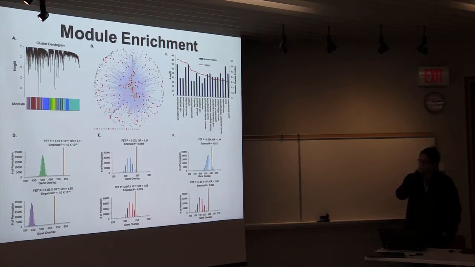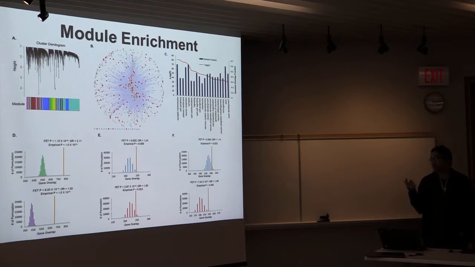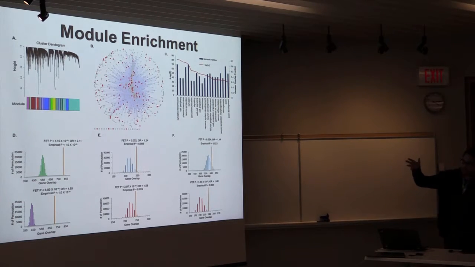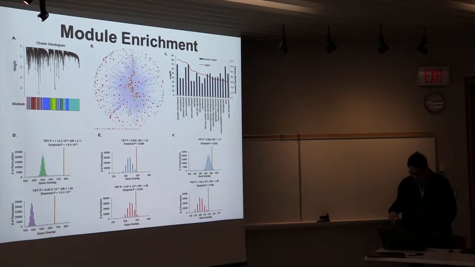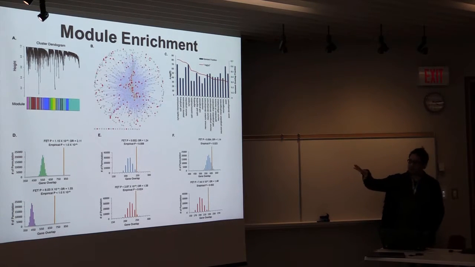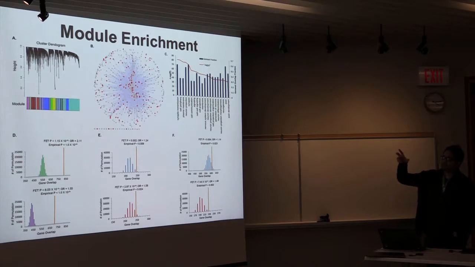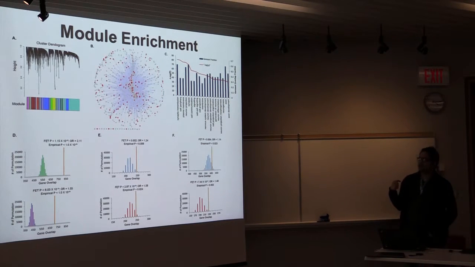Then we wanted to see if that module is also enriched with critical exon or not. It turns out the D panel showed the critical exon enrichment of that module with the empirical p-value. Then this permutation distribution shows the enrichment of clinically significant and VUS genes in that module.